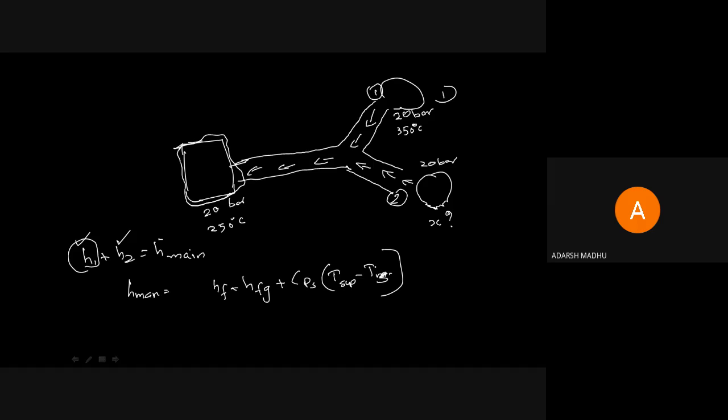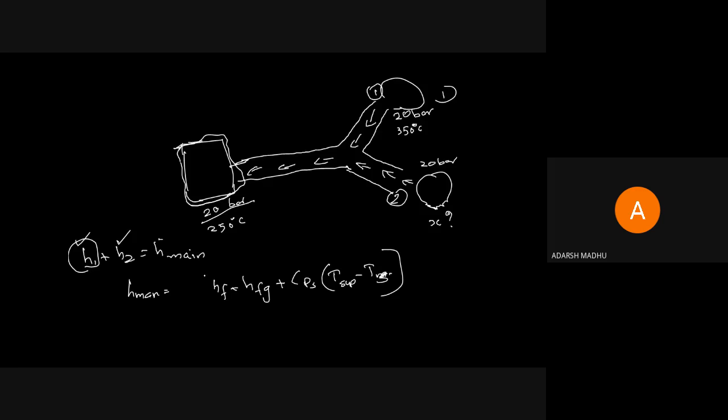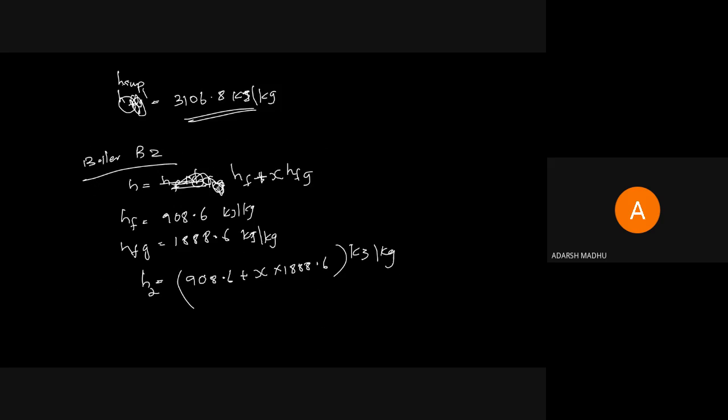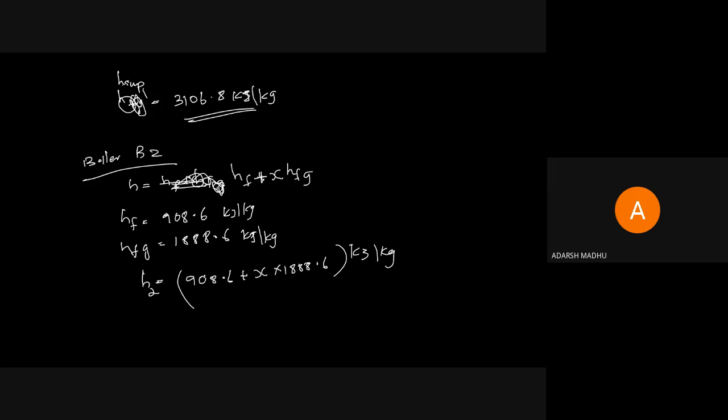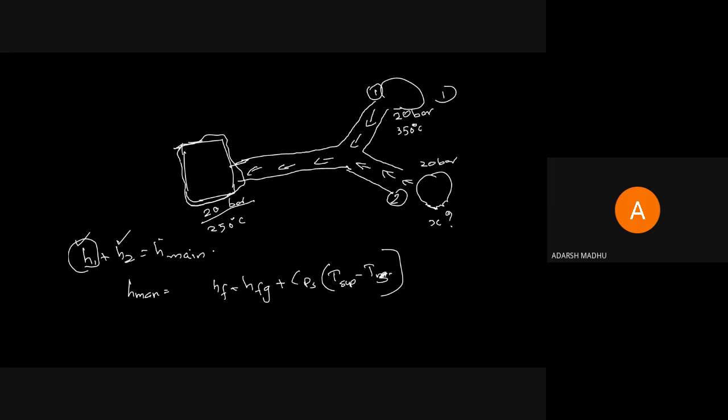Equation use ചെയ്യണം. Superheated കാണുന്നതിന്റെ same equation തന്നെ use ചെയ്യണം. So HF value is a known value, that is 20 bar itself. Pressure 20 bar ആയതുകൊണ്ട് you can take the same reading that we have written here. That is HF value as 908.6, HFG value as 1888.6. You can take the same reading because the pressure here is 20 bar itself.